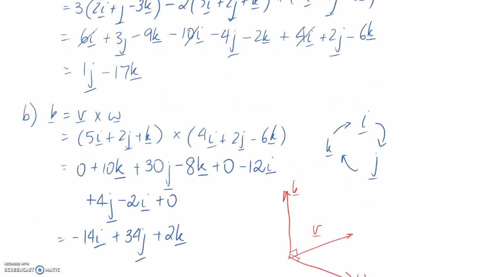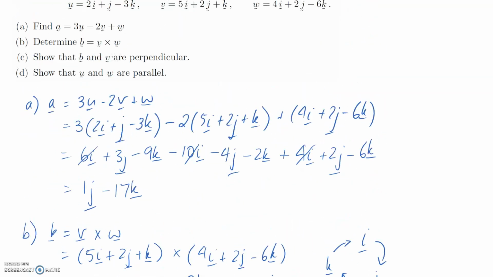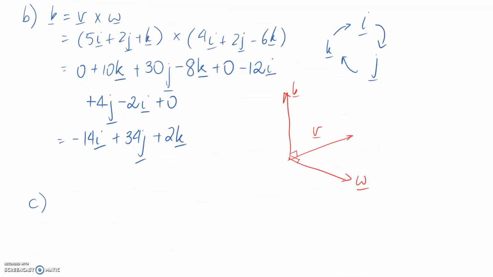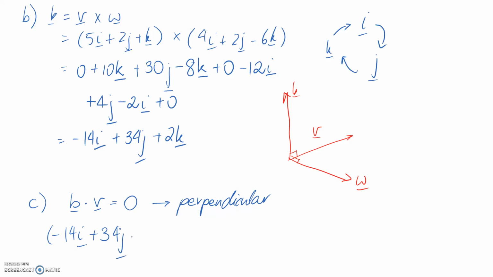So, for part C, what we were interested in was specifically B and V, and one way we can prove that something is perpendicular is to show that the dot product of those two vectors is equal to 0. If that's true, then they're perpendicular. If it's not true, then obviously they're not perpendicular. So let's apply our dot product. I'll substitute these in. So B, we've just worked that out here, so negative 14i, 34j, and 2k. So that gets dotted with our V vector, which was this here. I'll just steal it.